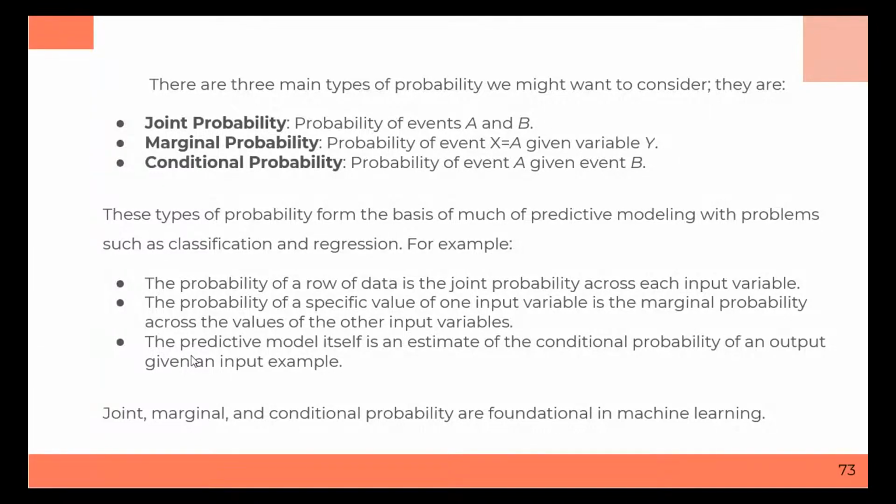Alright. Joint, marginal, and conditional probability are foundational keywords in machine learning. You understand that? Because when we speak about machine learning, we speak about learning. When we speak about learning, we speak about input data. When you are telling your machine what you already know, that means you are giving it some clue about what the machine has to tell.